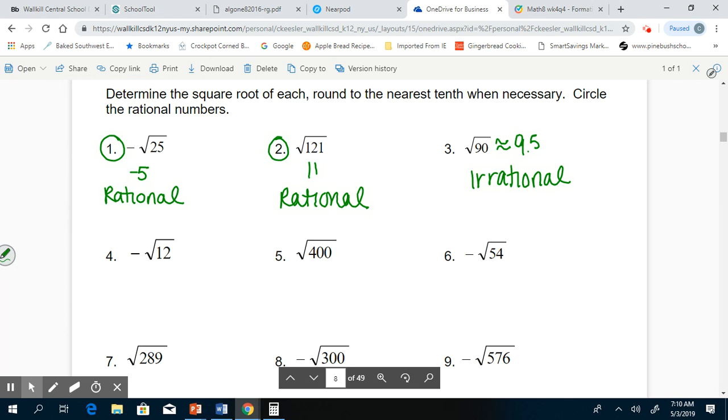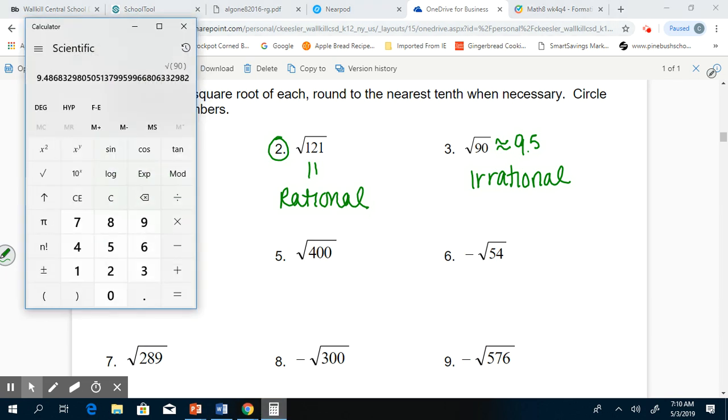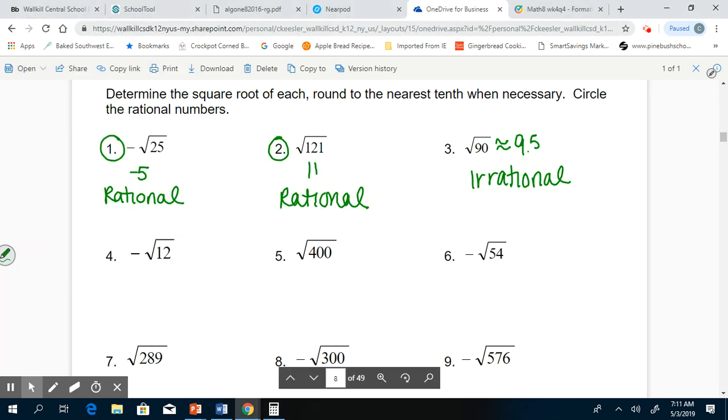Next we have the negative square root of 12. So we do the square root of 12, and we get 3.4641016 dot dot dot. No repeating pattern, therefore I can't write it as a fraction. Therefore, again, it's irrational. Rounding that to the nearest tenth, we get about 3.5, and we're going to make it negative because of the negative sign out front. And again, this one is irrational.